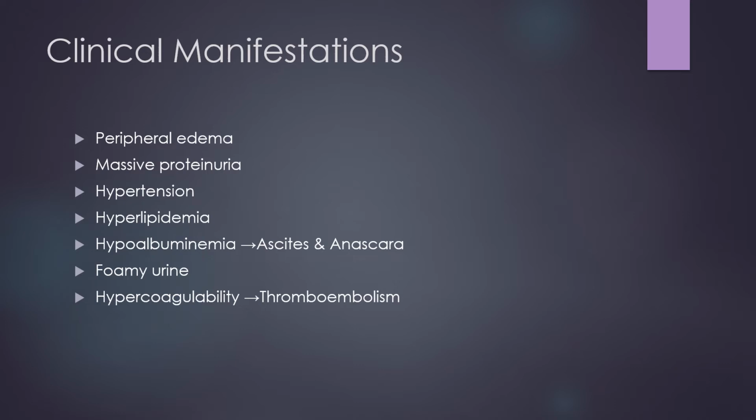We also lose proteins such as our anticoagulant proteins, and so we can see a hypercoagulable state, and this puts the patient at high risk for thromboembolism, which is a very serious complication of nephrotic syndrome. 40% of nephrotic patients who develop a thrombosis usually develop PE, and these thromboses usually develop in the renal vein.